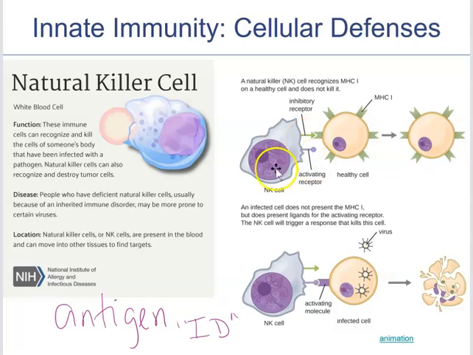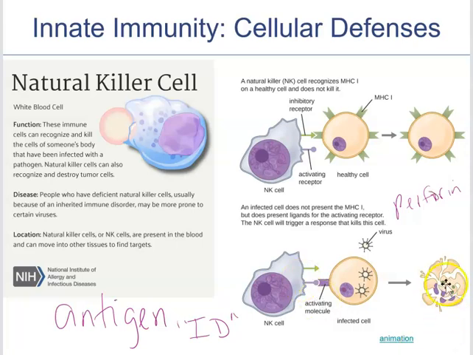So all cells have antigens, and they let your immune system know which cells belong there and which ones don't. So when the NK cell finds a cell that doesn't belong there, we say it's non-self, it actually shoots chemicals at it. They're called perforins, and you could probably guess if you look at what it's called, perforins, because they perforate.